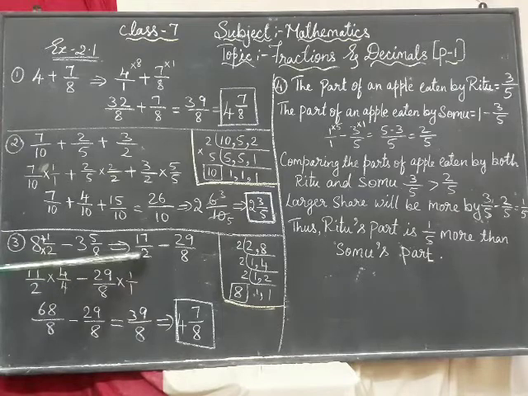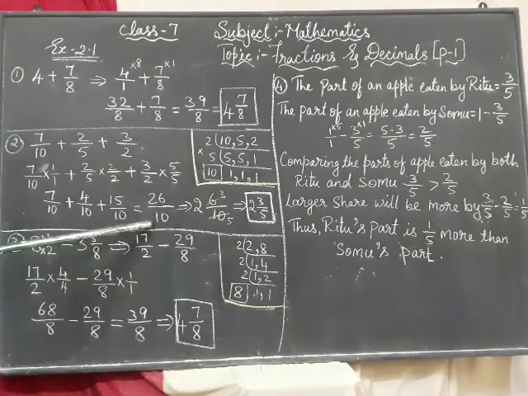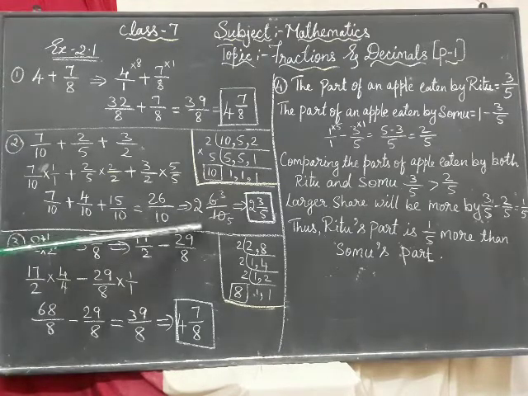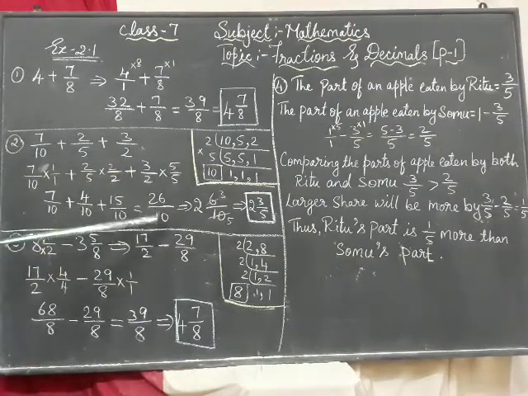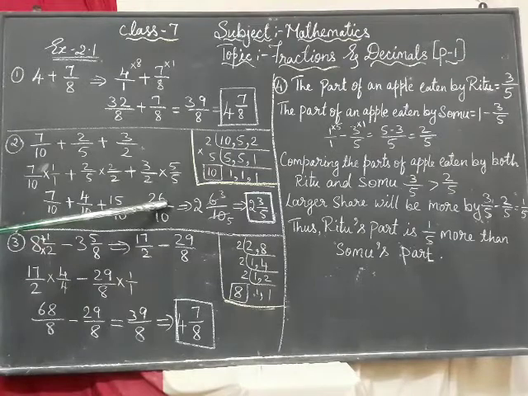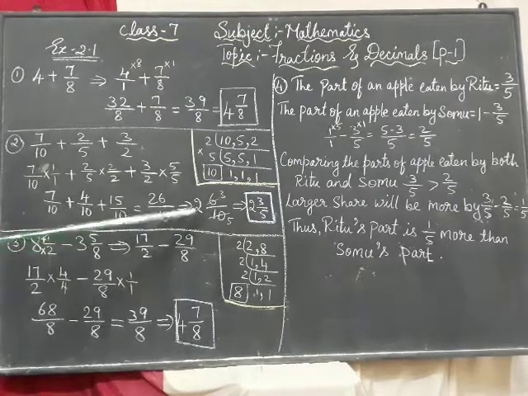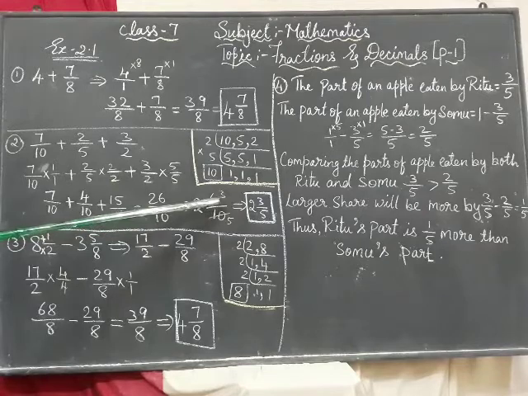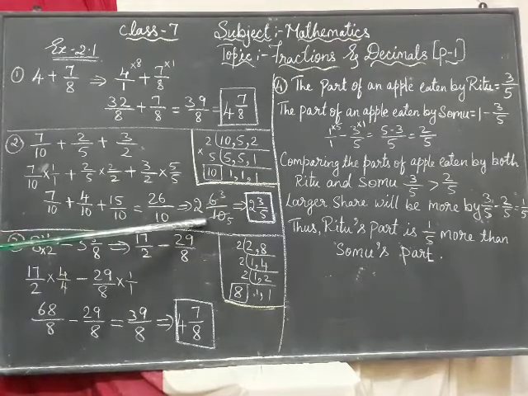Now how to change the improper to the mixed? You will divide. You can see here, what I have done is I have changed the improper to a mixed fraction. Divide the numerator by the denominator. 10 2s are 20, so 2 comes as the whole number. What remains? 6 remains. So 6 by 10. The remainder becomes the numerator, and the divisor remains the denominator. This is how it changes into a mixed fraction.